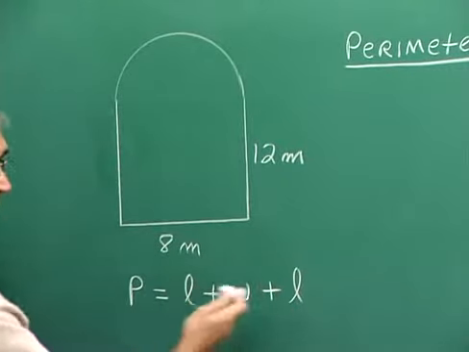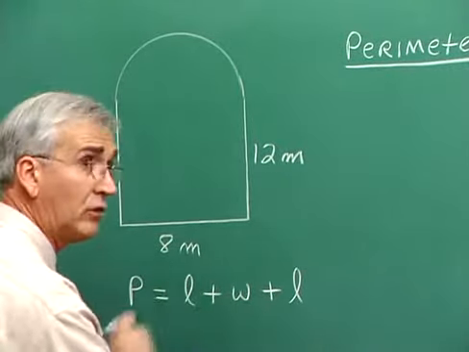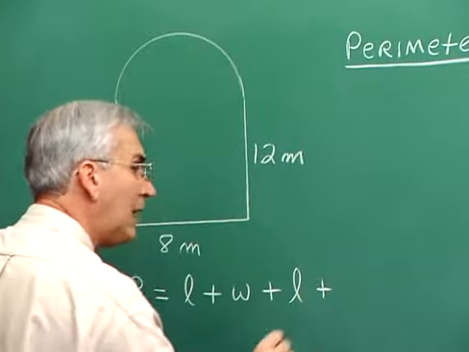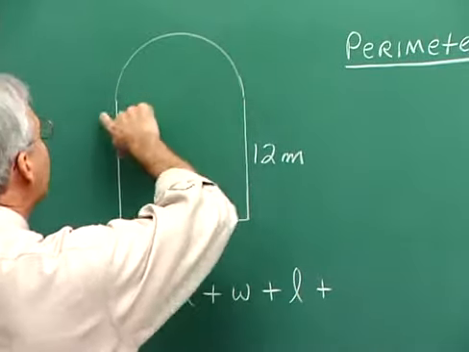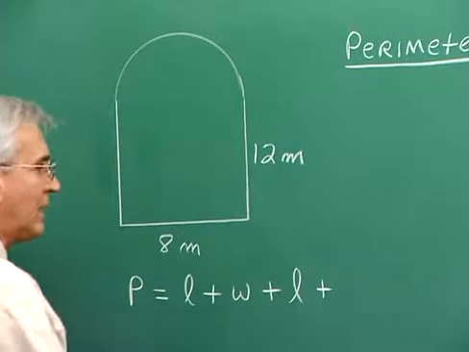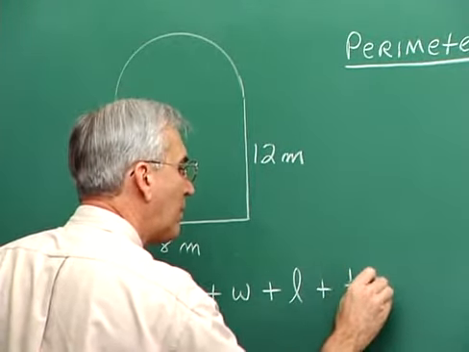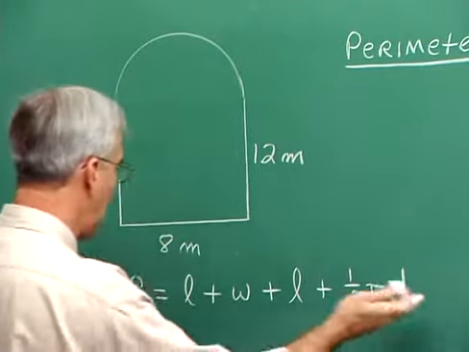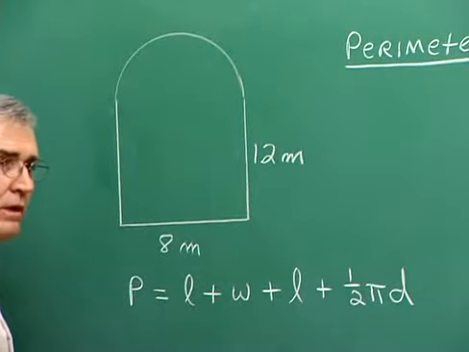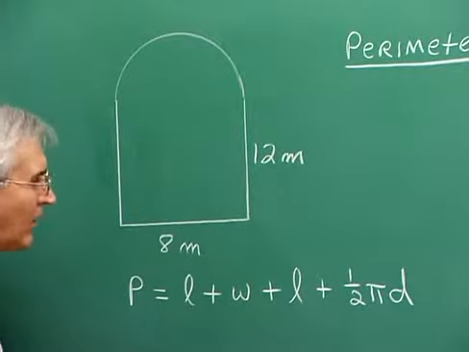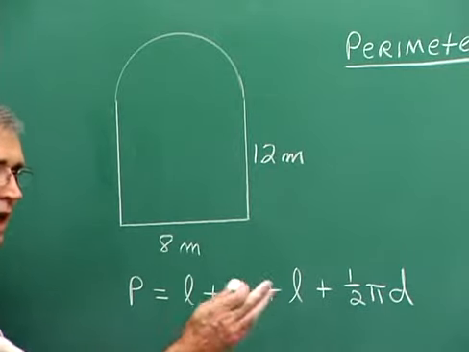Oh, I could consolidate this into 2L plus W if I wanted to, and then plus half of the circumference of a circle. So it's one half circumference, or one half pi times diameter. You see, now I have a complete formula for the calculation. But you don't have to do this, it's just an option for you.